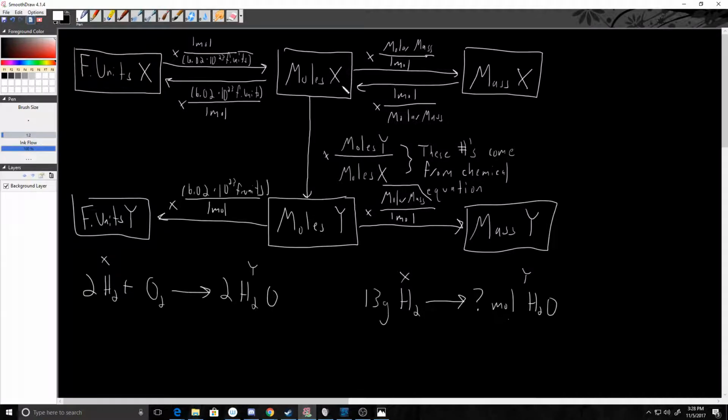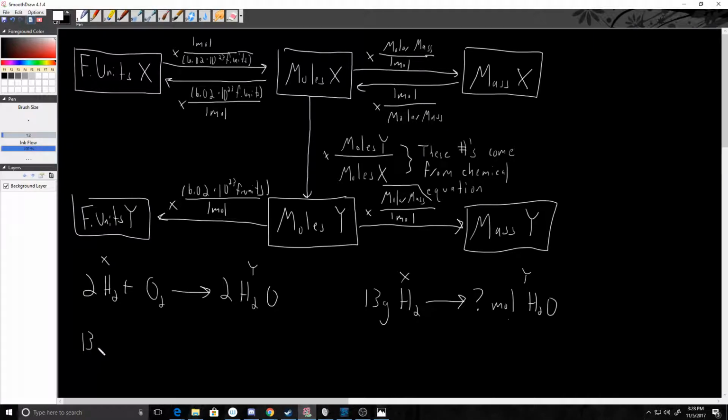All right, one of the first steps we need to do is figure out, of these top three, which one am I starting with? In this case, I'm starting with 13 grams. Grams is a measure of mass of X. So I'm starting right here. And I'm looking for the moles of H2O, or the moles of another substance, that'd be Y. I'm going to end right here. So I need to go from here over to here, down to here. So here's how that's going to look. I'll just write down what we know.